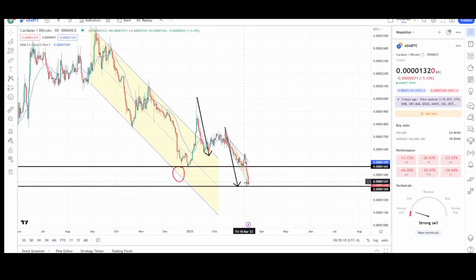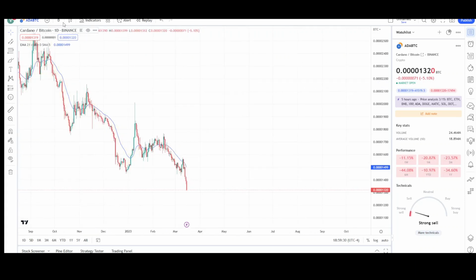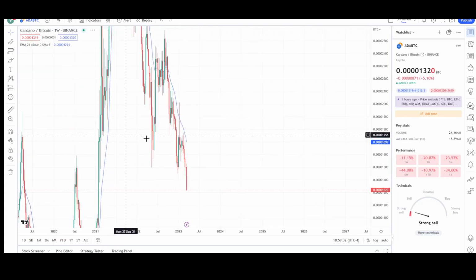Definitely not a buy or sell situation right now, just because of how overextended we are, and after seeing these technical tools used, it tells me that we can see a bounce fairly shortly. So that's all I have for the daily chart. Let's take a look at the weekly chart.